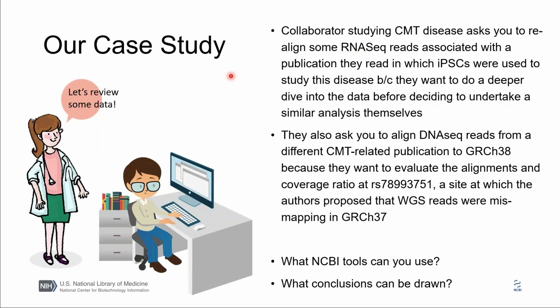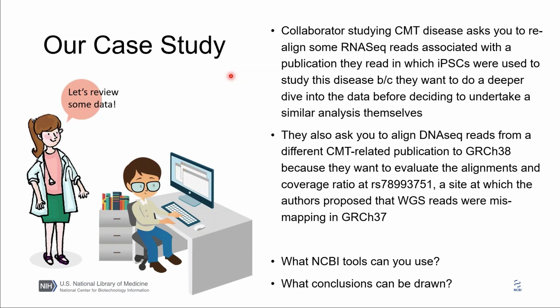So in order to take a look at the utility of tools like Magic-BLAST and GDB, let's take a look at the following hypothetical case study. We can imagine that we've got a collaborator who's studying Charcot-Marie-Tooth disease. For those of you who aren't familiar with CMT, it's a hereditary neuropathy that affects about 1 in 2,500 people. It can be caused by mutations in several different genes. There are at least 5 well-characterized ones and a growing number of less common ones, but it has dominant, recessive, and X-linked forms of transmission.